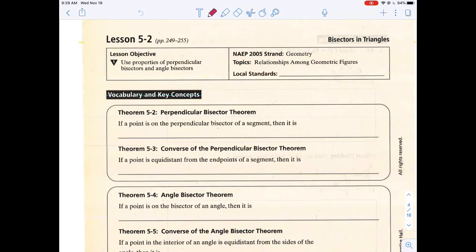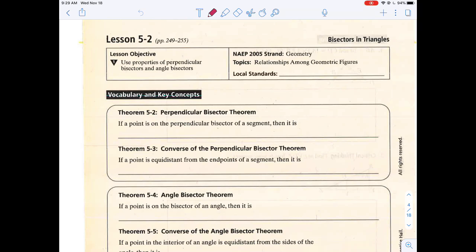Alright, lesson 5.2 is about bisectors and triangles, and our objective is to use properties of perpendicular bisectors and angle bisectors. So there are a few theorems to start off with. Theorem 5.2 is the perpendicular bisector theorem.